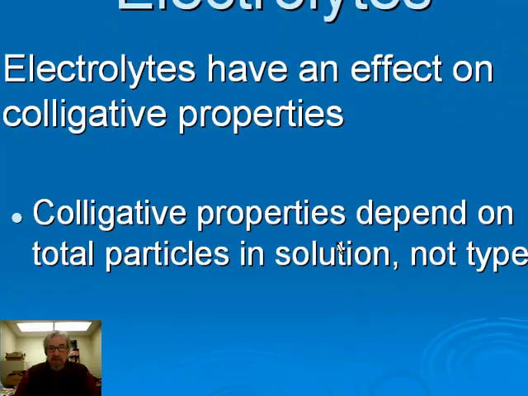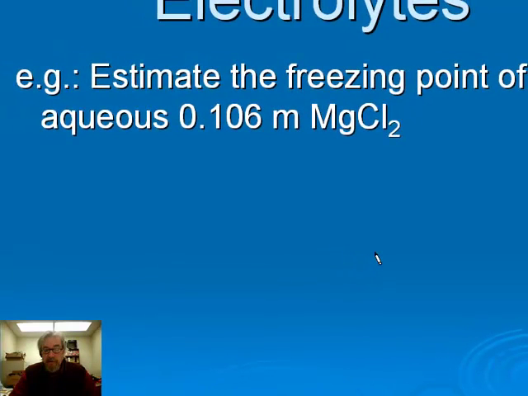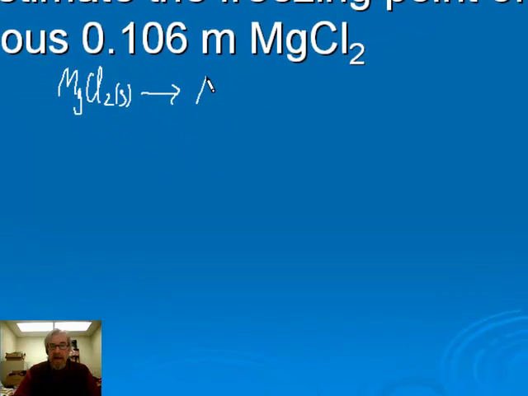Electrolytes, it turns out, have an effect on colligative properties, and that's because colligative, remember, means depends on number, not on nature. It depends on the total particles that are in solution, not on what type they are. Best probably to learn this from example. So let's estimate the freezing point of aqueous 0.106 molal magnesium chloride. First of all, let's look at what happens when magnesium chloride dissolves in water. MgCl2 solid becomes Mg2+ particles in aqueous solution and 2 Cl- particles in aqueous solution.